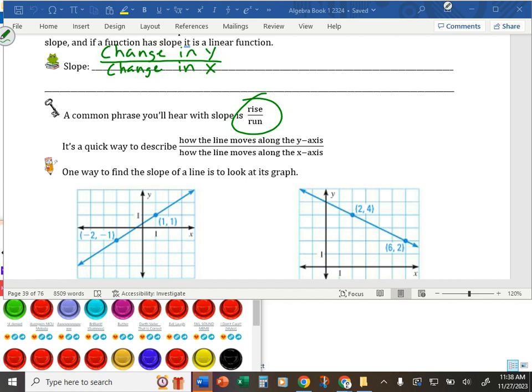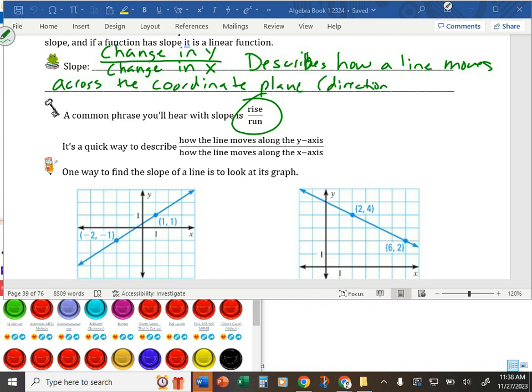But what slope actually does, slope describes how a line moves across the coordinate plane. It tells us information about the direction and steepness. Okay. Change in y over change in x, it describes how a line moves across the coordinate plane, both with direction and steepness.